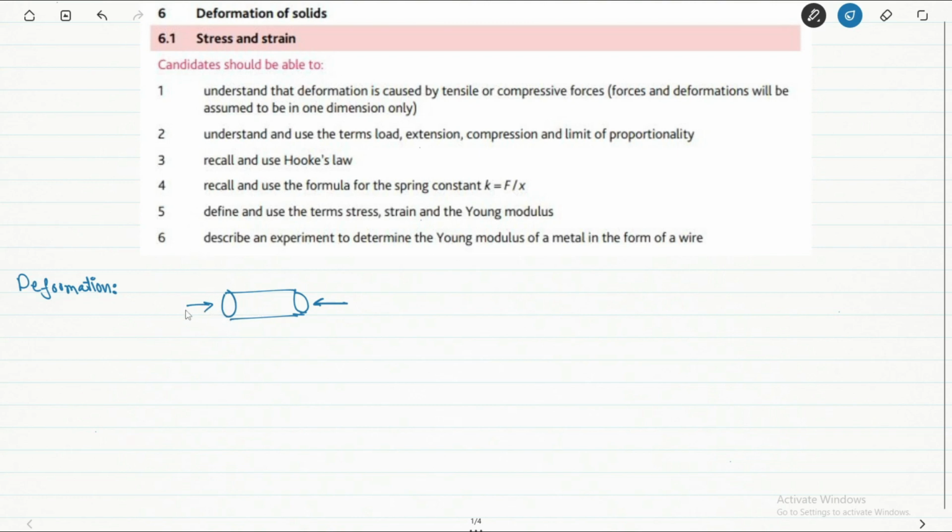Compressive forces, forces that compress the object, or tensile forces, which extend the length of the object, right? So these are the two deformations, and you'll only be dealing with one-dimensional deformation. And what that means is you will only be measuring the change of length, right? I'm just going to write measure only change in length.